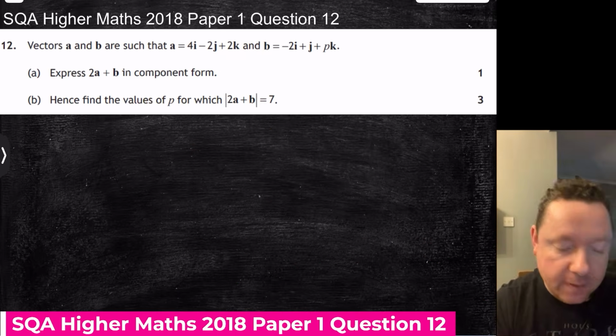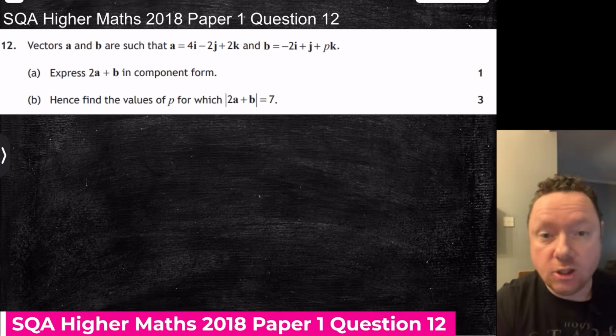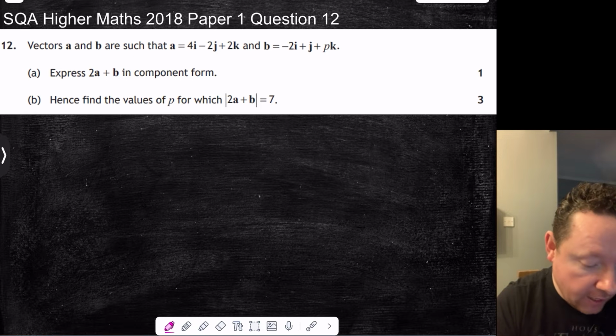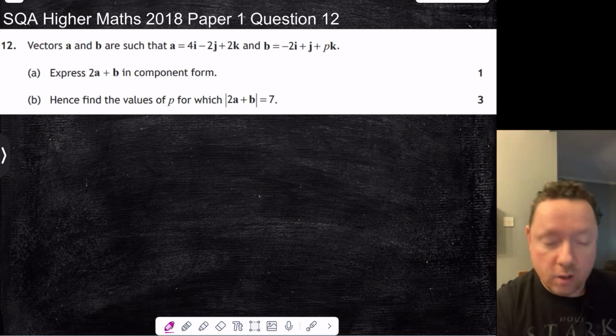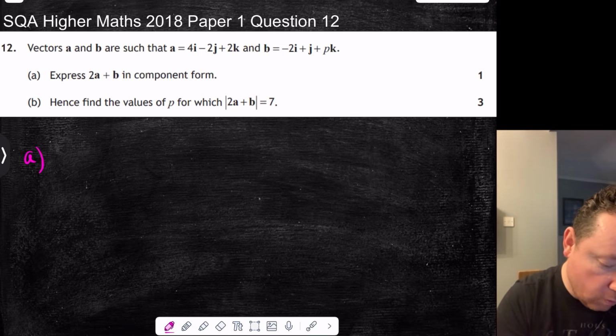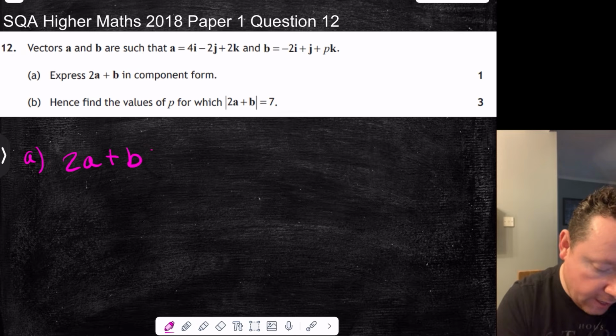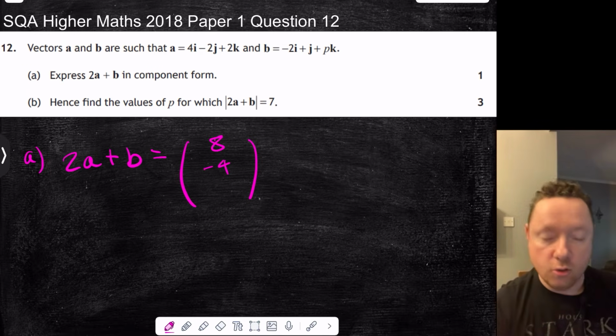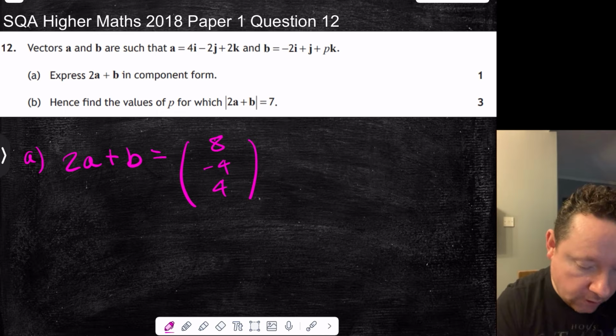SQA Higher Maths 2018, paper 1, question 12 on vectors, addition and the modulus. Vectors A and B are such that A is this and B is that. Express 2A plus B in component form. So component form is when you've got the brackets. So 2A plus B equals 2 times A, 2 4s are 8, 2 2s are 4, and 2 2s are 4 as well, plus the B, which is minus 2, 1J, and PK.